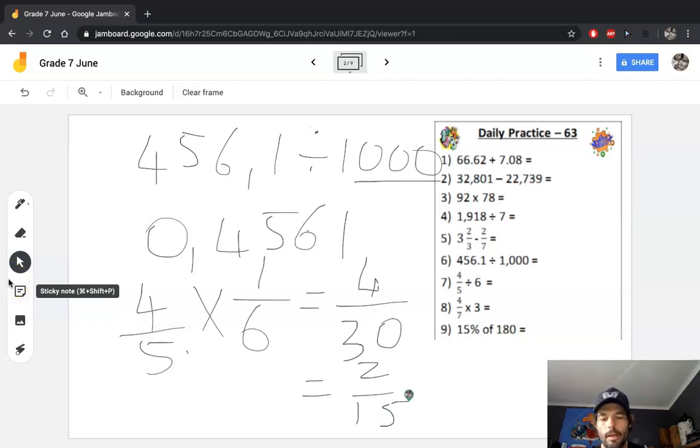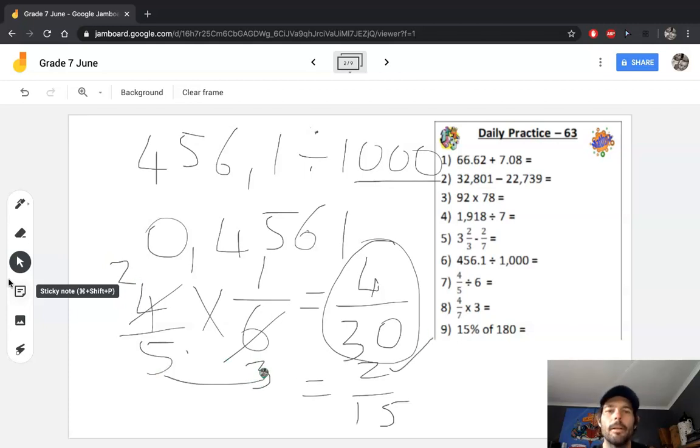Just remember that if you want to miss out this step entirely, you could say 2 goes into 6 3 times and 2 goes into 4 twice. And then you've got 2 times 1 is 2, and 5 times 3 is 15. And there you avoid your simplifying process.